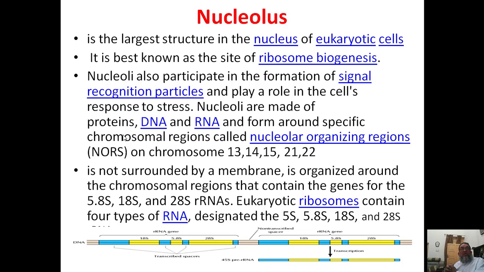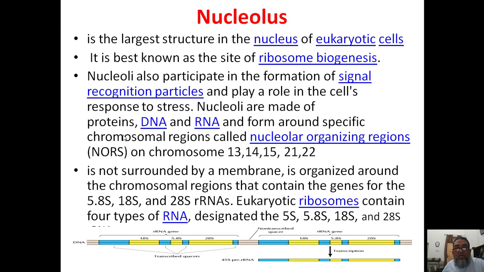What is the nucleolus? It is the largest structure in the nucleus of the eukaryotic cell. It is the site of ribosome biosynthesis. Now, nucleolus, you all know, in my previous lectures I have described to you. I have told you that the nucleolus will be prominent in those cells where protein synthesis is higher. So although it is present in all cells, it is prominent, well known, and well visible in those cells where protein synthesis takes place in ample amount. Nucleoli are participating in the formation of the signal recognition particle for protein synthesis.